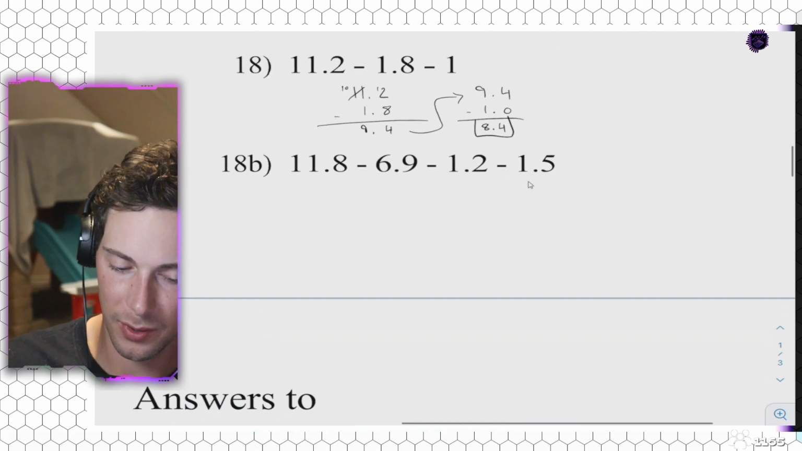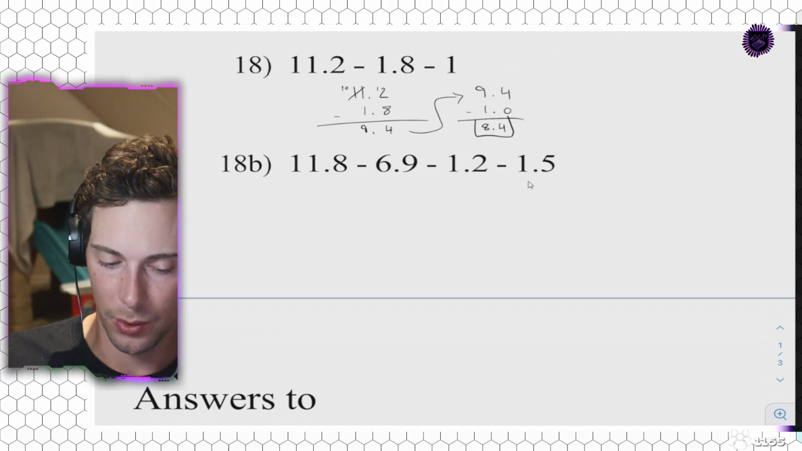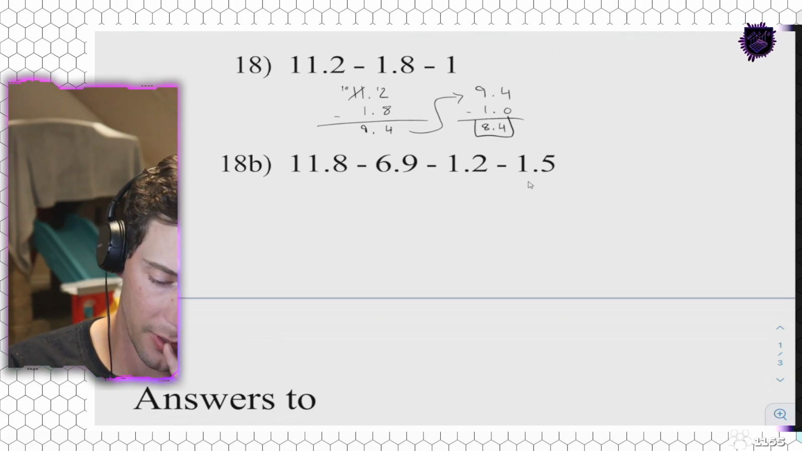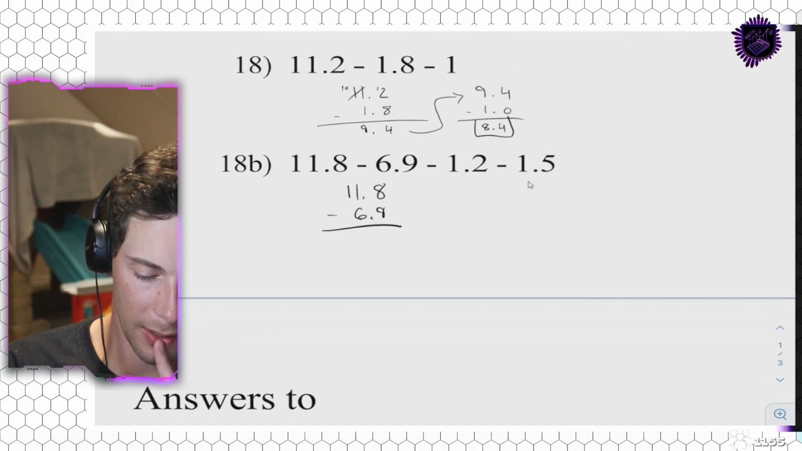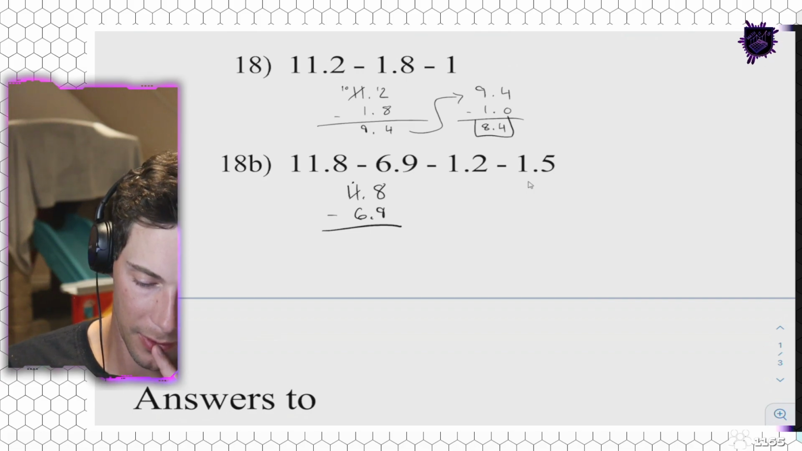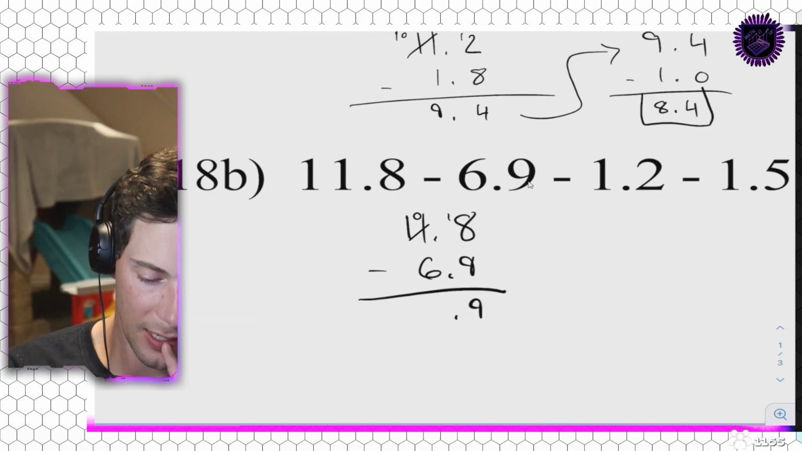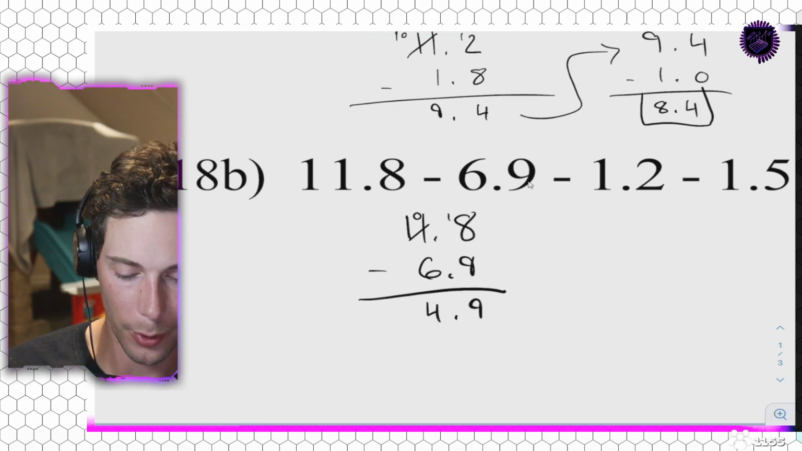Let's jump over to the last one. Okay, last question. Let's start with 11.8, and we're going to take away 6.9. Let's borrow here. That's going to be a 0. I'm going to zoom in a little bit. That's going to be 18. 9 point, and then we have 10. 10 take away 6, which is going to be 4. 4.9.